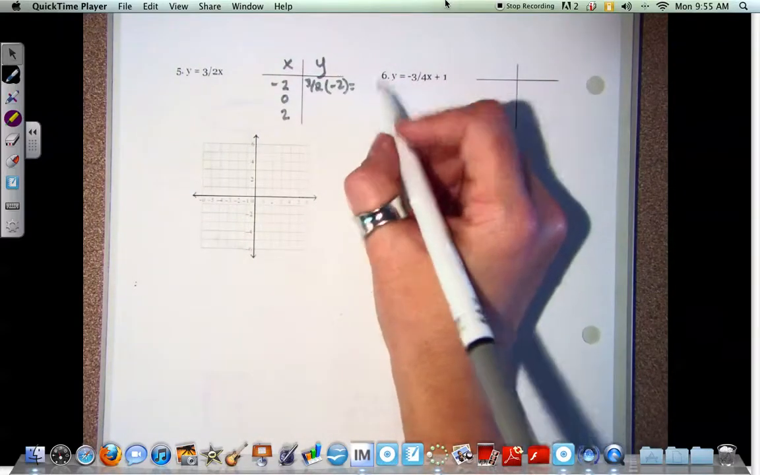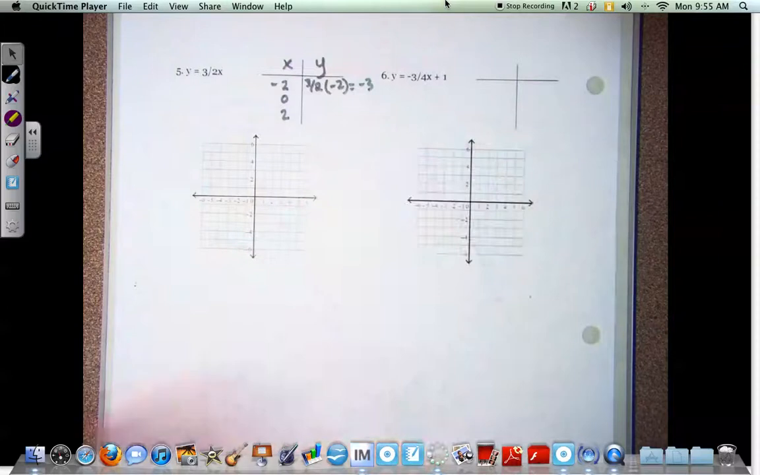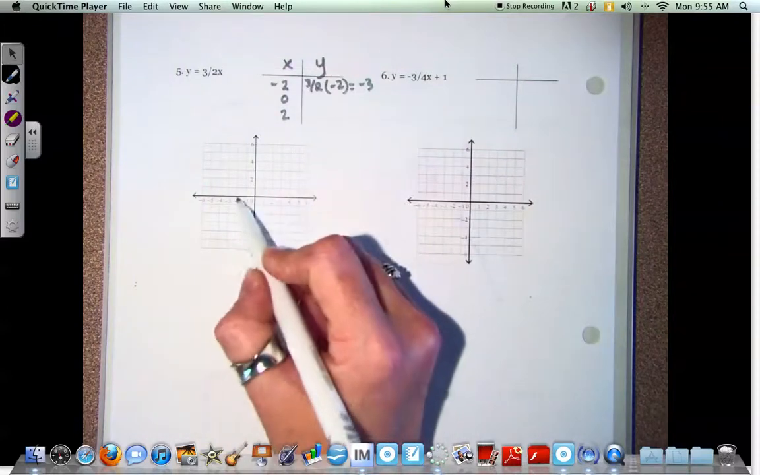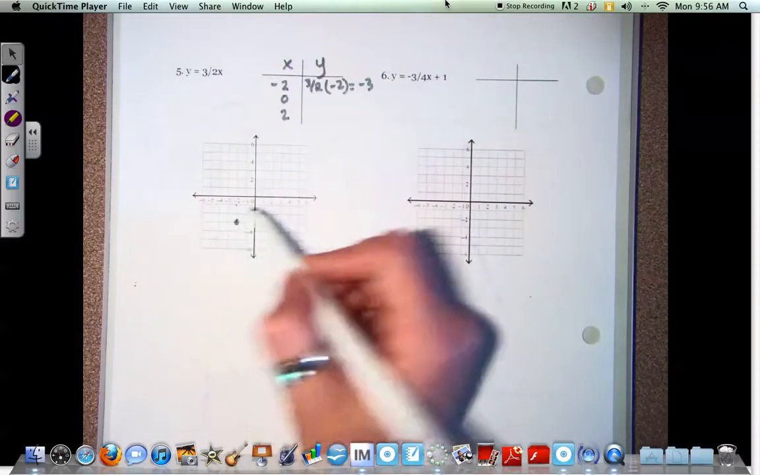It's -3. So I'm to the left 2 and down 3. Make your dot.